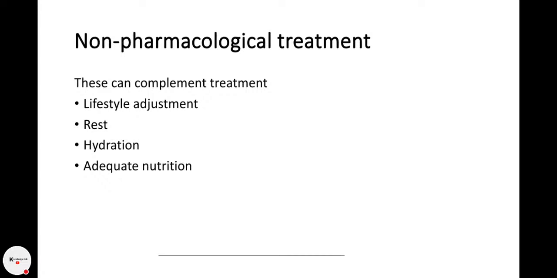Now let's move to the non-pharmacological treatment. The non-pharmacological treatment for pneumonia typically focuses on supportive care and lifestyle adjustment. Rest, hydration, and adequate nutrition are crucial. Using a cool mist humidifier, staying upright to ease breathing, and avoiding smoke or pollutants can also aid in recovery. In severe cases, medical intervention is essential, but these measures can complement treatment.